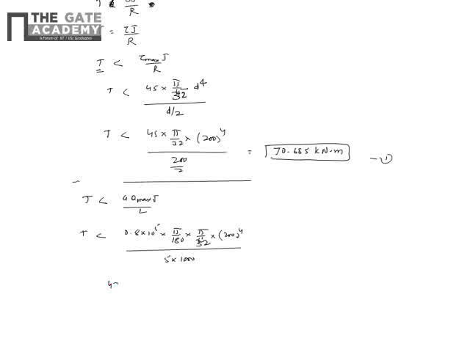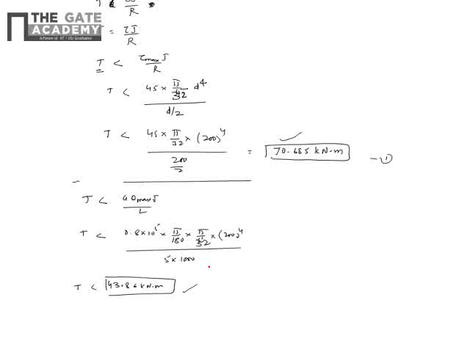43. So remember this is for 1 degree, so 43.86 kilo Newton meter is the torque. So torque has to be less than this, torque has to be less than this.